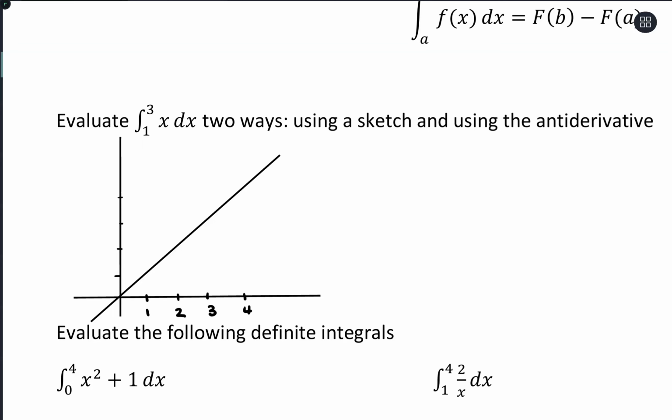Okay, so what we're doing here is starting at 1, ending at 3, and we want the area between x and our x-axis. So I'm just going to draw a little grid here and count up the squares. What we end up with here is kind of a trapezoid. So we get 1, 2, 3 whole units and 2 half units. So if we're evaluating the integral from 1 to 3 of x dx, that's going to be that area underneath, which is 4 units squared.